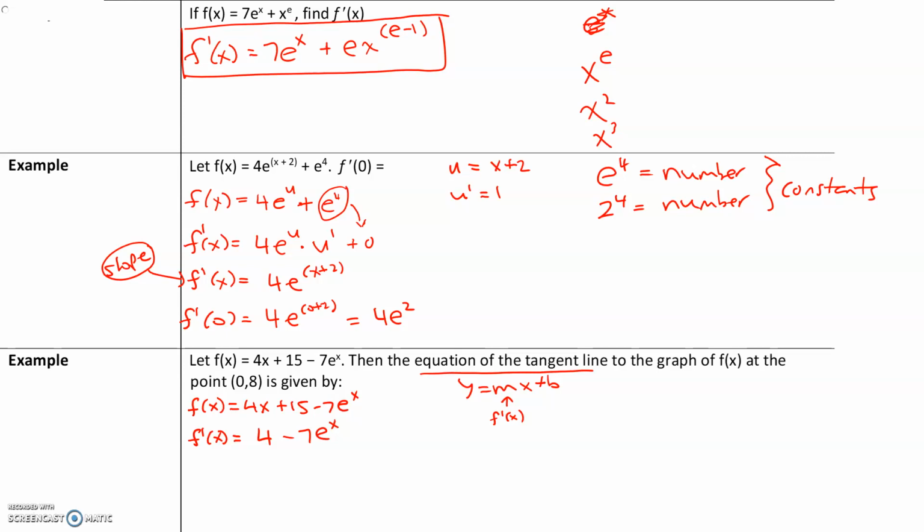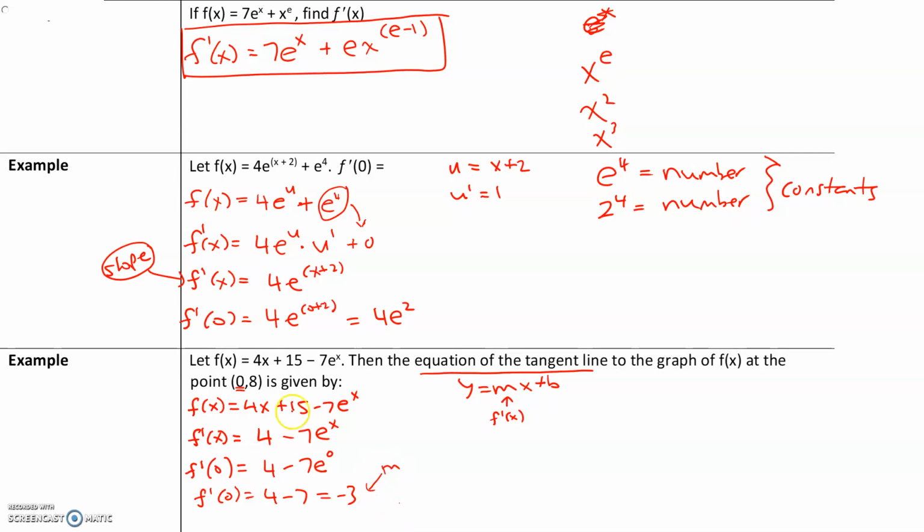Now, before I can get the equation of the tangent line, I have to know what the slope is at the point 0, 8. And for the slope, we just plug in our x value, which is 0. So f prime of 0, which is the slope at x equal to 0, is going to be 4 minus 7 e to the 0 power. Now, e to the 0 power, or really anything to the 0 power, is equal to 1. So f prime of 0 equals 4 minus 7 times 1, which is 7, and that's negative 3. So our slope m is equal to negative 3.